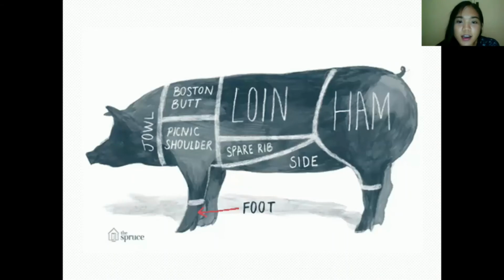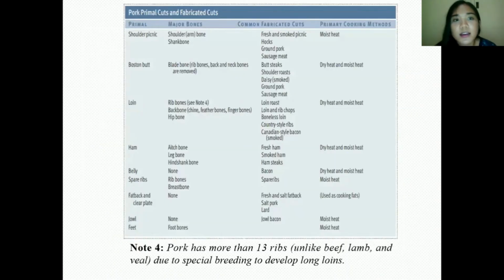Then lastly, the pork cuts of the meats. Pork has more than 13 ribs, unlike beef, lamb, and veal, due to the special breeding to develop long loins. So they have more ribs than beef because they expand more than the beef, lamb, and the veal.